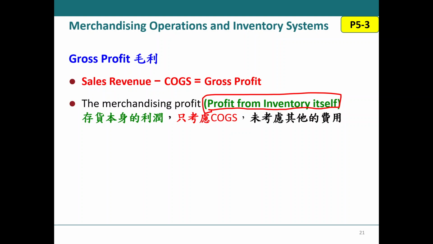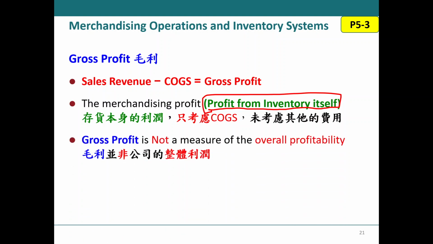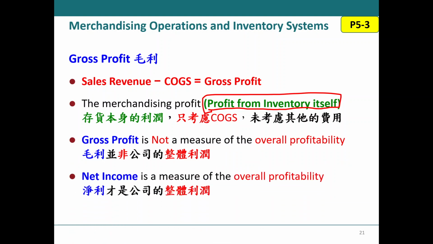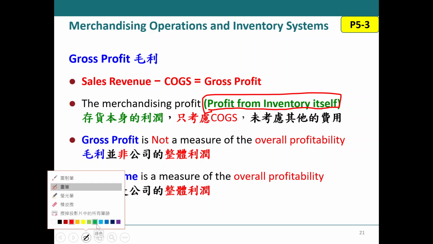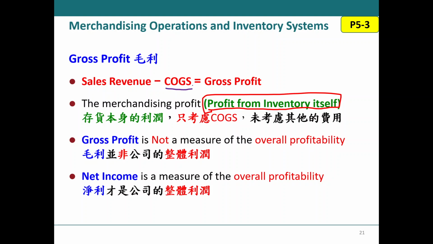But remember, we have a second kind of expense. What's that? Utility expense, salaries expense, interest expense, rent expense, other expenses. Okay? So other expenses is what? Operating expense, right? So cost of goods sold is your first expense. So this expense is from inventory.